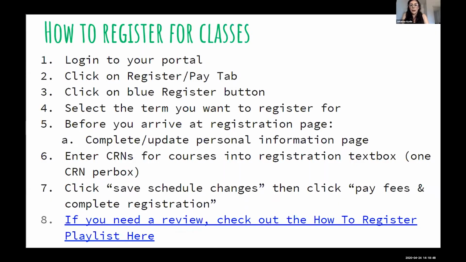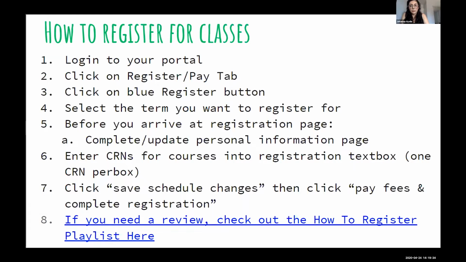Okay, so how to register for classes. If you haven't done this already or navigated this, this is the way to register for classes. You'll be logging into your portal, clicking the register and pay tab, and clicking the blue register button. Then you will select the term you want to register for. For instance, today, if you are interested in registering for summer, make sure that you're pressing summer 2020. If you're interested in registering for fall, make sure you're pressing fall 2020. That way it filters what classes will pop up when you look through the classes.